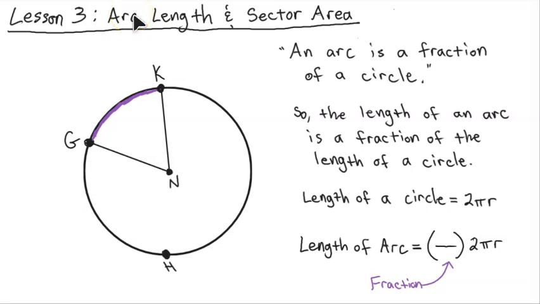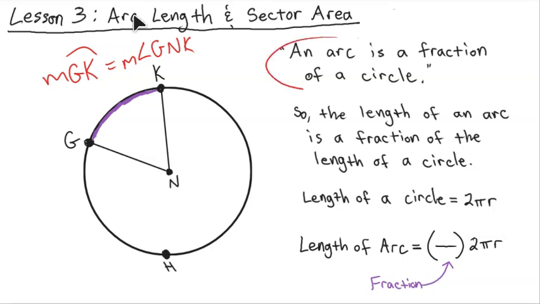Right, so in this video, let's look at just the length of an arc. If we look at this arc right here, this is minor arc GK, and we have a central angle here, GNK. So we know that the measure of GK is going to be equal to the measure of angle GNK, because the degree measure of a central angle is equal to the degree measure of the minor arc that is intercepted by the central angle, okay?